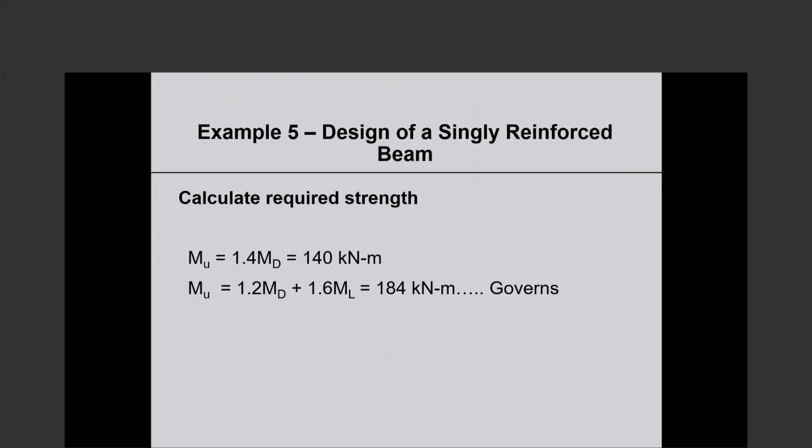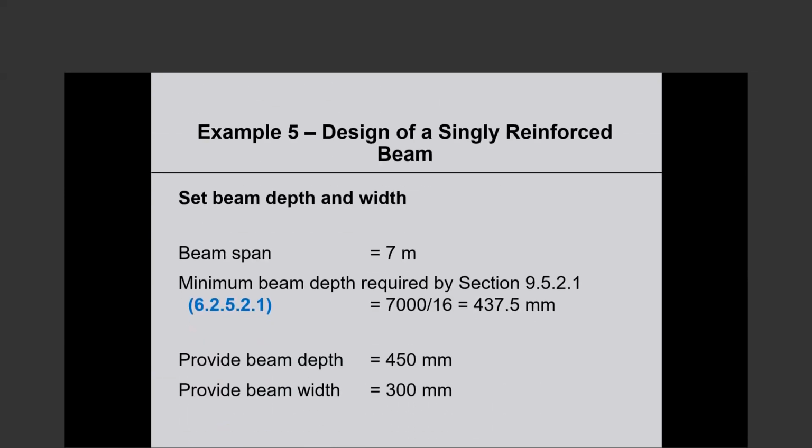M sub U, two possibilities. We have dead loads and live loads. So 1.4 times the dead load moment, that gives us 140 kilonewton meters, or 1.2 M sub D plus 1.6 M sub L, that gives us 184 kilonewton meters. 184 obviously governs. That is the required moment strength.